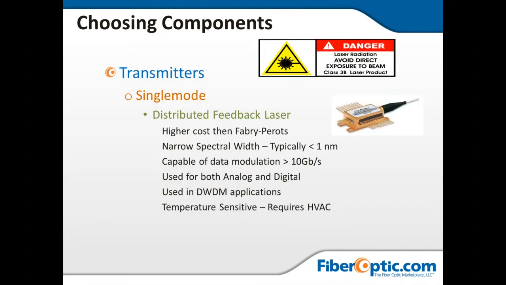If you continue on the options, the DFB, or distributed feedback laser, was much more expensive, with a narrow spectral width, typically less than 1 nanometer. So its data modulations are beyond 10 gigabits. They were used for both analog and digital, and in dense wave division multiplexing applications. They are temperature sensitive and do require a conditioned environment.